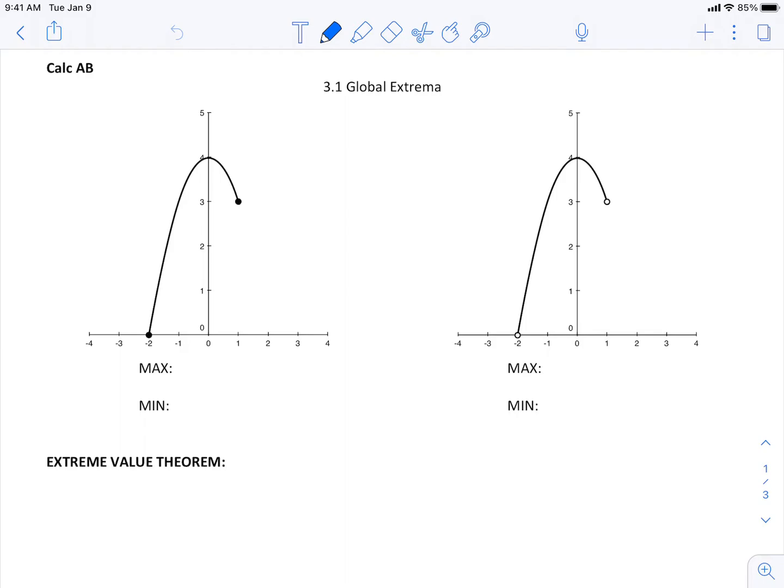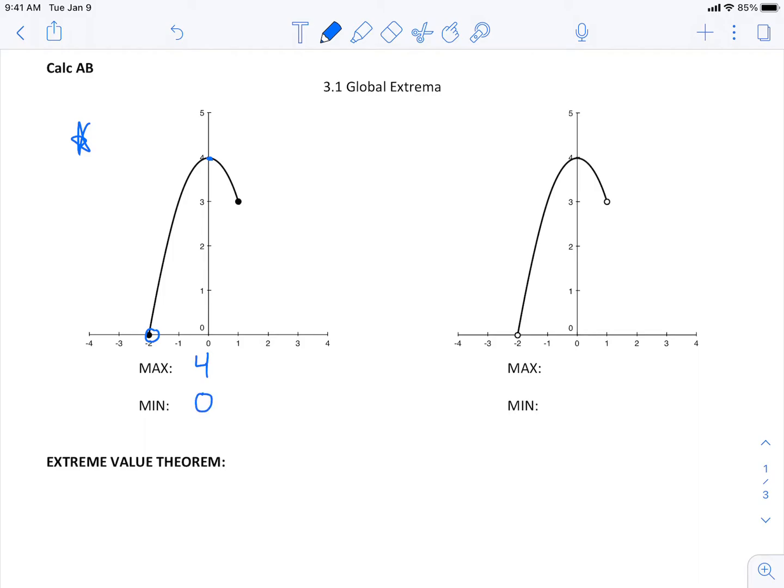Okay, but before we get an idea of what the extreme value theorem is, let's just look at these pictures here. Looking at this first graph, if we're trying to find the max, it's going to be at the highest point, which is right there, and that has a y value of 4. The minimum is going to be at the lowest point, which is right over here, and so that's going to have a y value of 0.